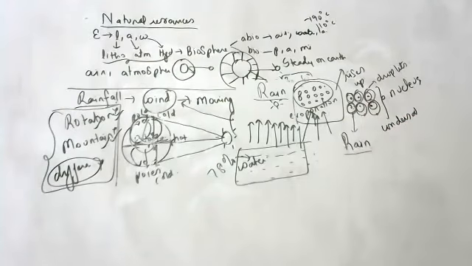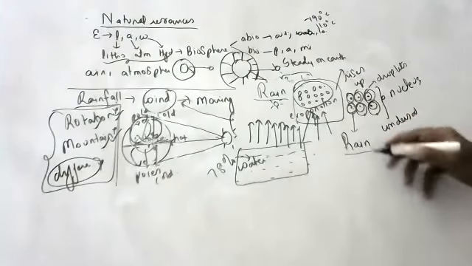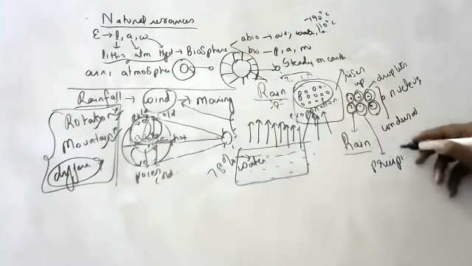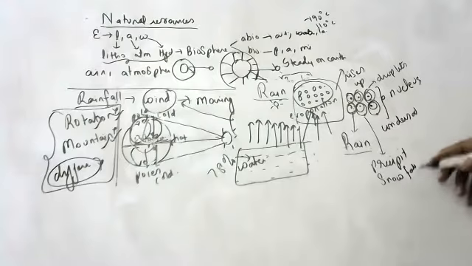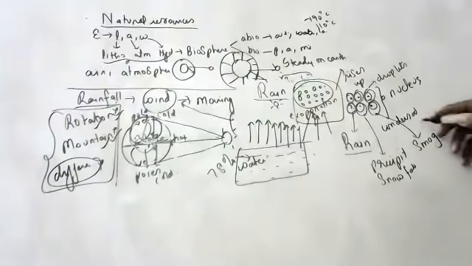They fall on the ground as rain. And if it is a very, very cold country, that rain comes out in the form of precipitation or snowfall. Or if a particular region has so much pollution, it comes out in the form of smog. Fog plus smoke is smog.